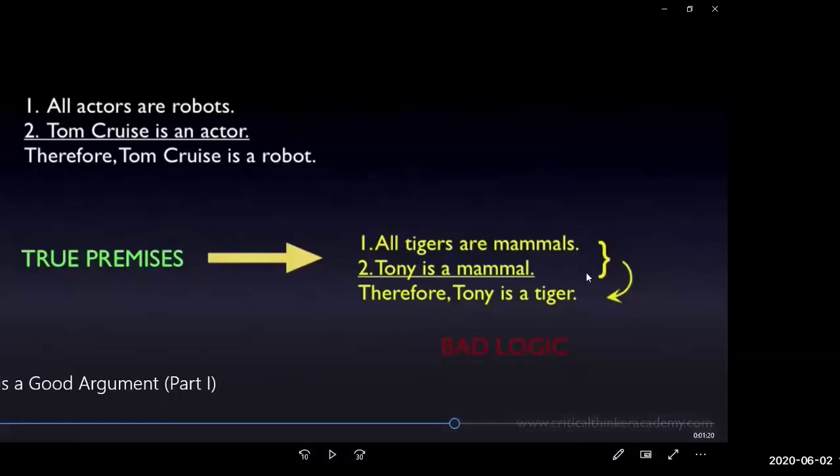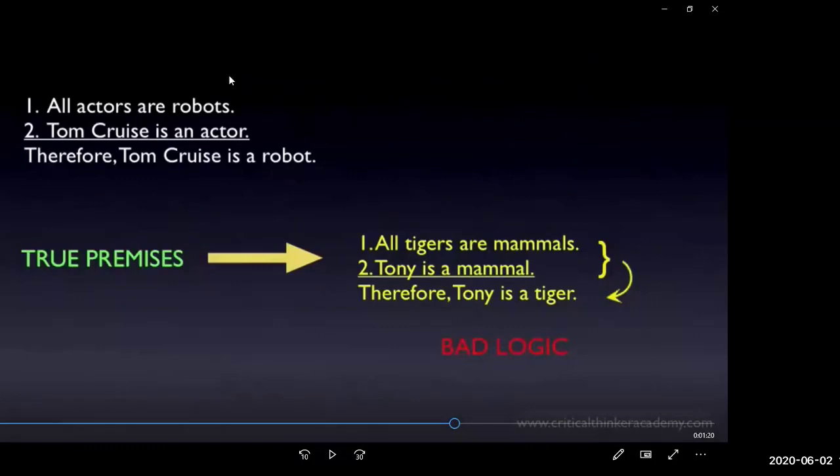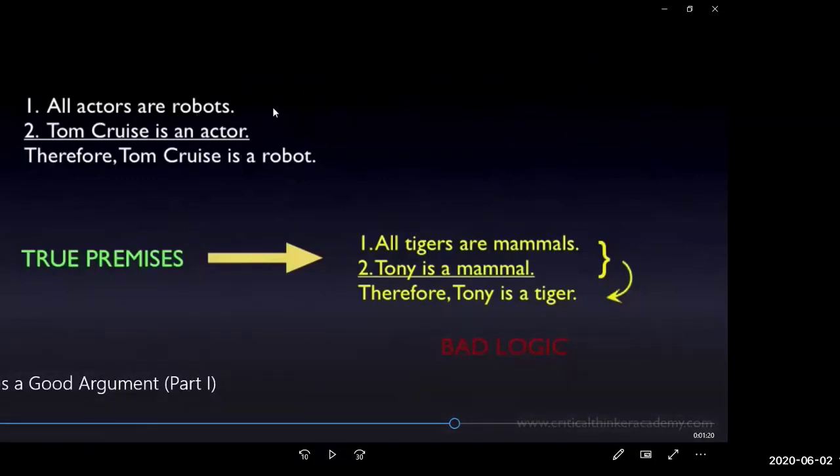Okay, as you can easily understand from the video, the first example is a logically sound argument. In the case of the second example, it's a logically bad argument. In the case of the first argument, the problem is that there is a false premise.